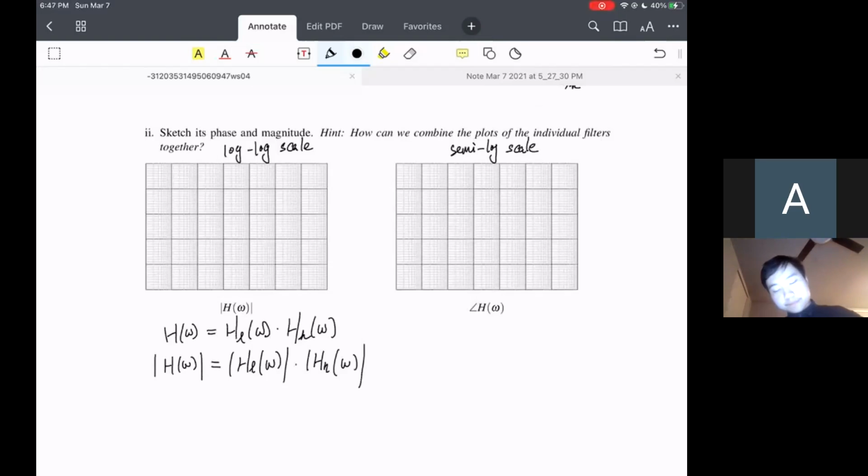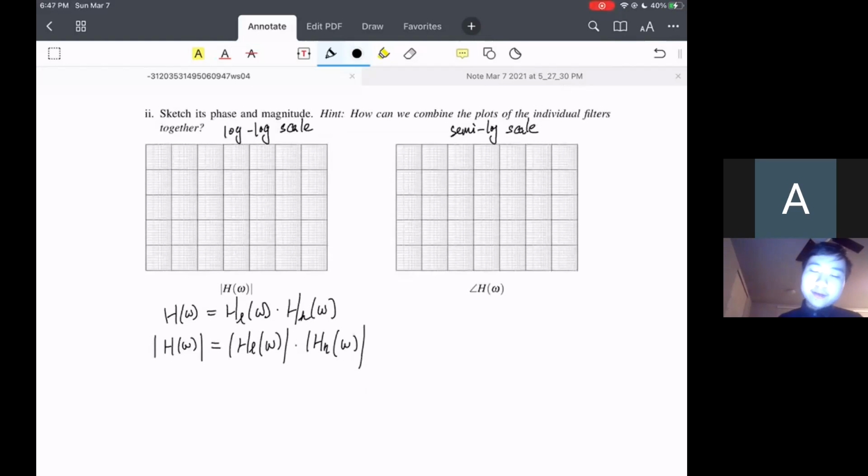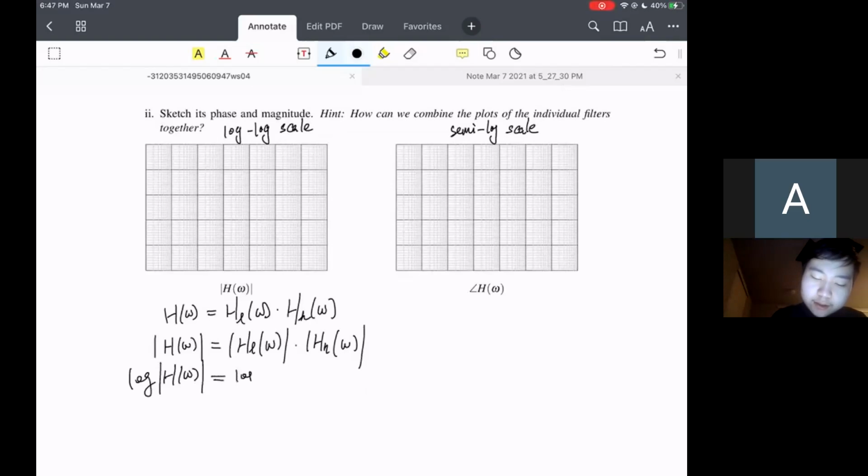Okay. And since we're on a log-log scale, we see that the log of the magnitude of H of omega is just equal to the log of the magnitude of H_L of omega plus the log of the magnitude of H_H of omega. Okay, so basically we're just adding together the two plots since we're on a log-log scale.